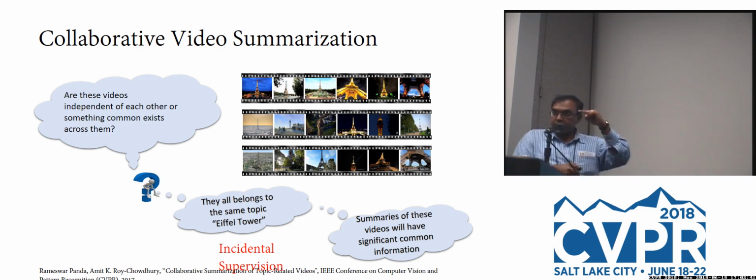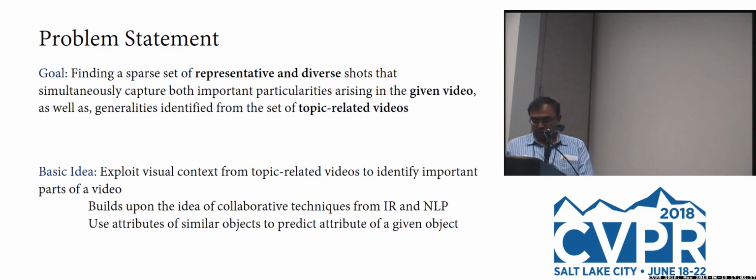Okay, so this is a little different from the multi-video case, where we'll revisit the same problem, but there we would look into summarizing a whole collection of videos. So the incidental supervision here comes from the fact that the label that is provided, Eiffel Tower, means there is a lot of other data that is also available.